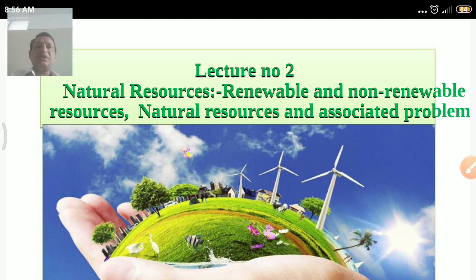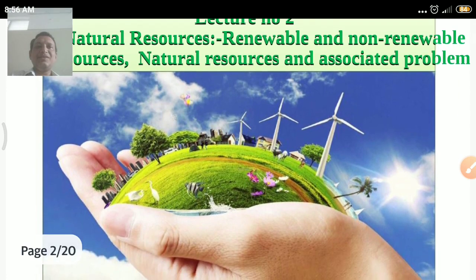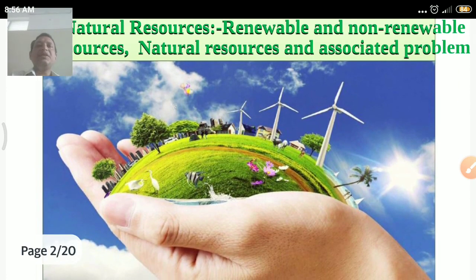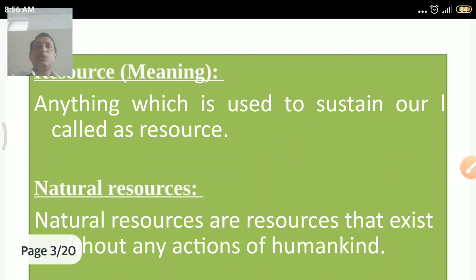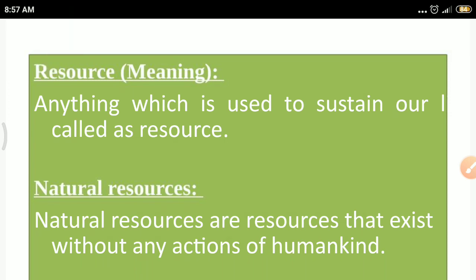First of all, in this slide, you might have observed one picture, which indicates the presence of several things that we can call natural resources. If you look at the meaning of resource, it is anything which is used to sustain our life. So what is exactly meant by natural resources? Natural resources are resources that exist without any action of humankind, so they are present naturally, and are called natural resources.